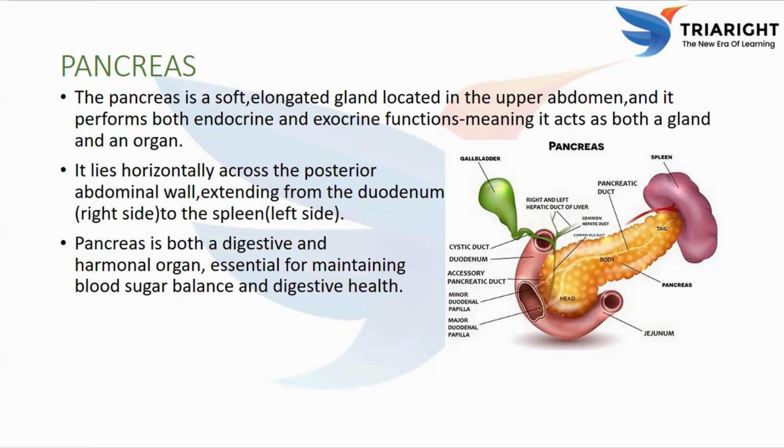So what is the key point of the pancreas you have learnt over here? It is both a digestive and hormonal organ which is essential for maintaining the blood sugar balance and also the digestive health.